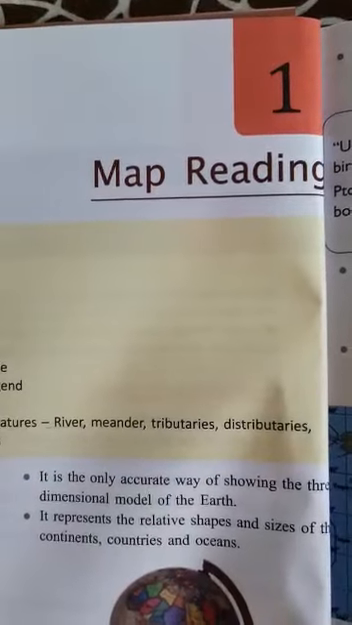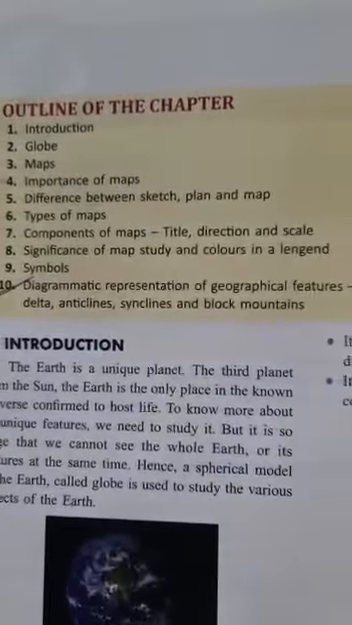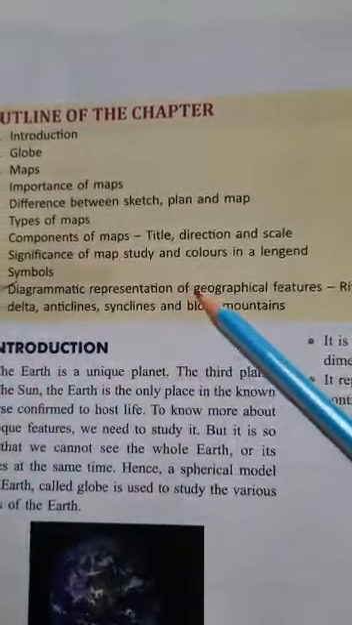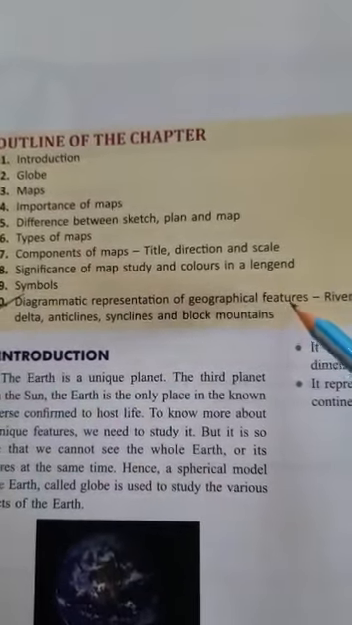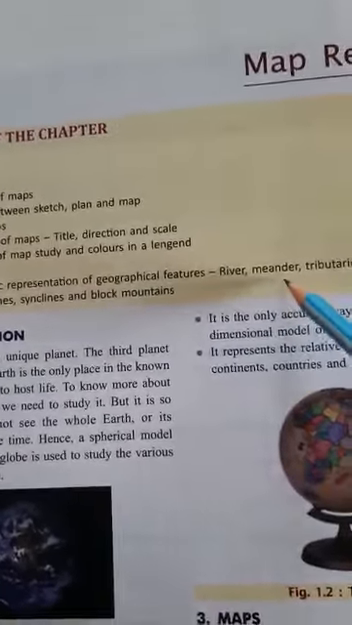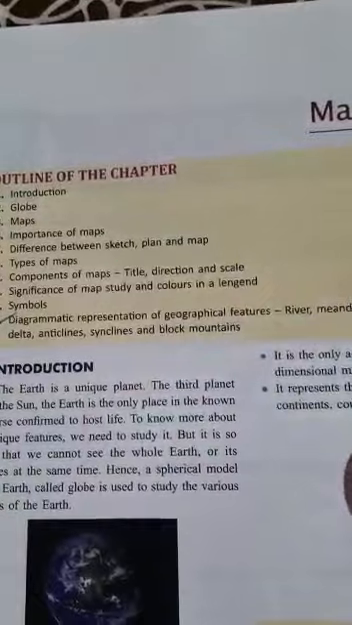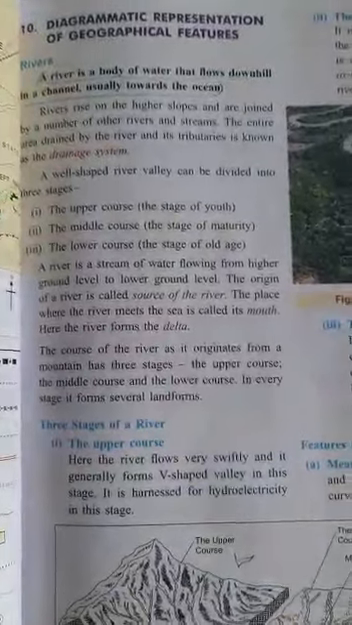This video is the continuation of the chapter Map Reading of Class 6 Geography. Today we are going to discuss the topic that is diagrammatic representation of geographical features, which includes the river, meander, tributary, distributary, delta, anticline, syncline and block mountains. So let us start with river.